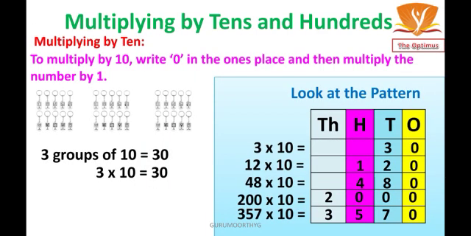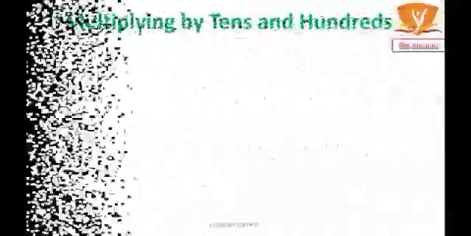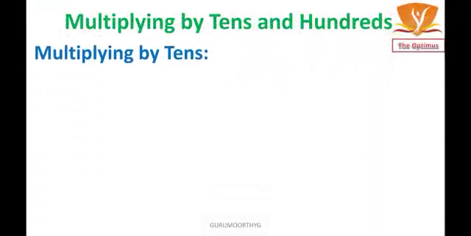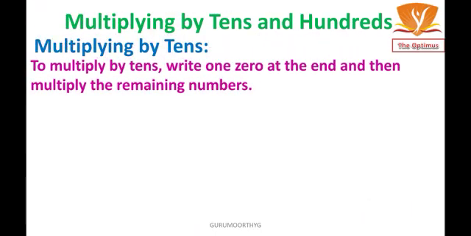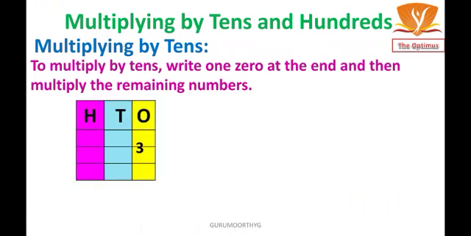Next topic is multiplying by tens. To multiply by tens, write 10 at the end and then multiply the remaining numbers. Example, 3 into 50. Here 50 has 5 tens. We know 5 tens is nothing but 50.